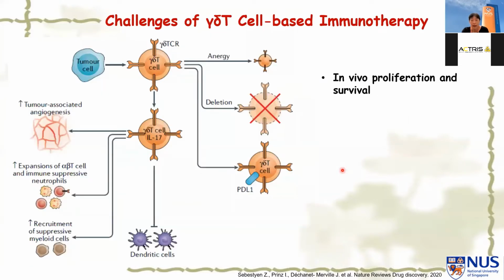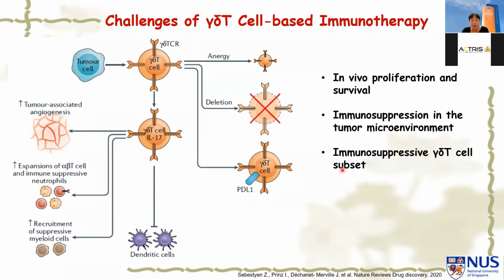The one problem, similar to other adoptive therapies, is the in vivo proliferation and survival of those cells. Although you can expand and activate them in vitro, once they're inside the patient's body, they may not survive as long as you wish. Again, they also face an immune suppressive tumor microenvironment.